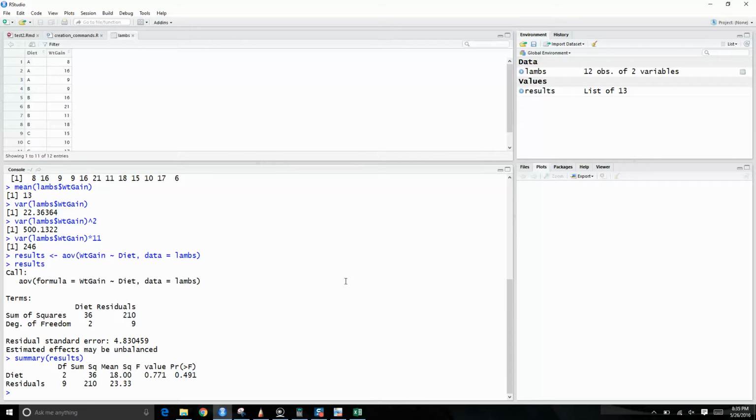And this is what it gives us. So this is the exact ANOVA table that we generated by hand, right? And it says degrees of freedom is 2, 9, sum of squares 36.2, 210.18, 23.3. The F value is 0.771, and the P value associated with this is 0.491. Okay, and so R makes it very easy to do ANOVA, just using the command AOV for all of this, okay?